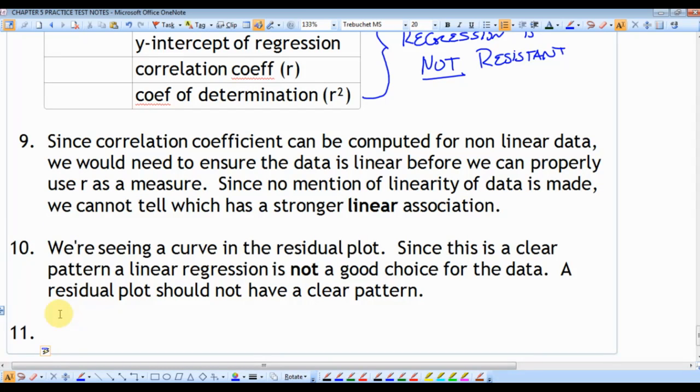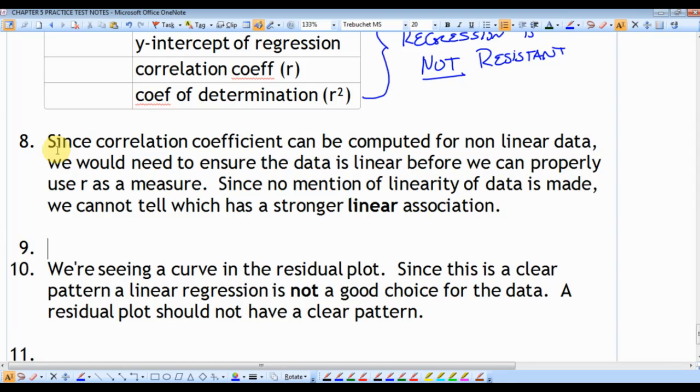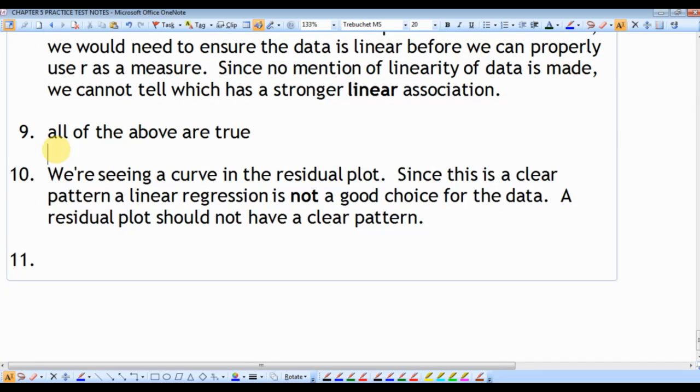Your number 9 should be number 8. Oh, I see. We skipped number 9. We just didn't write it down. Number 9 should be all of the above are true.